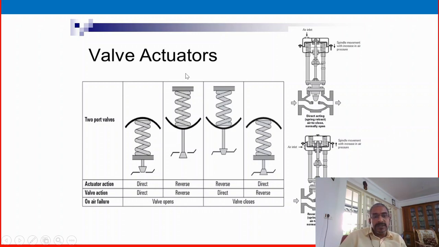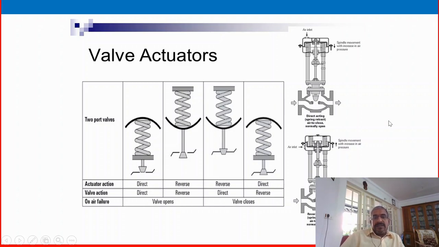So, valve actuators, look at that one. Earlier we saw this picture, and on the right side we have connected a valve also. Air inlet is from the top, and spindle movement occurs with increase in air pressure. Direct acting, spring compressed, air to close, normally open valve. And here air is either from the bottom or the side, and spindle movement is with increase in air pressure. Reverse acting, spring extended, air to open, normally closed.